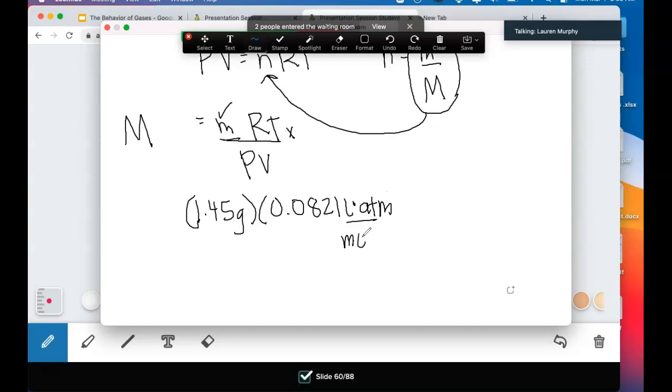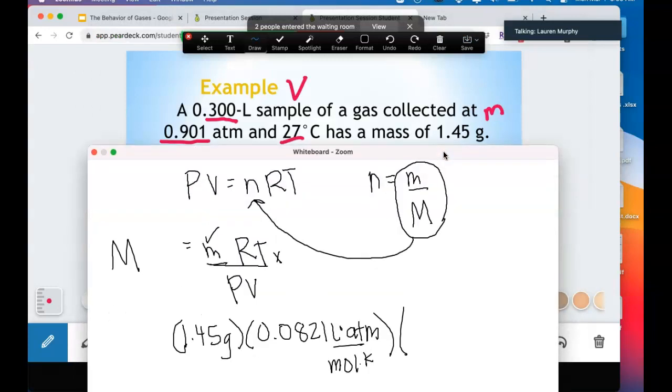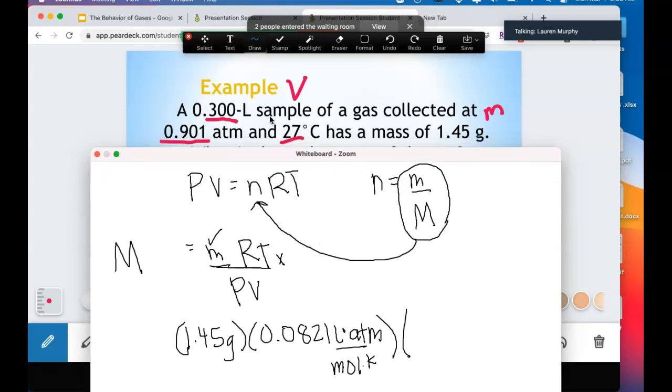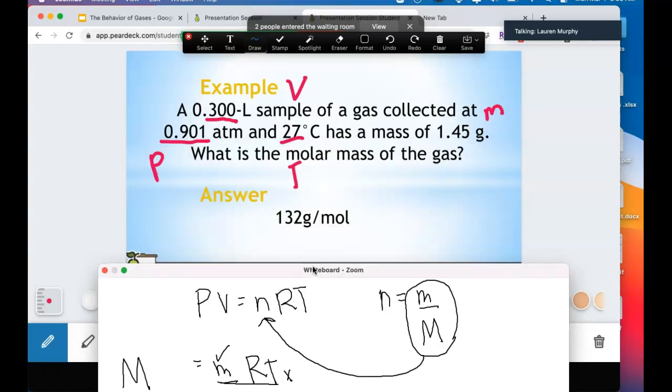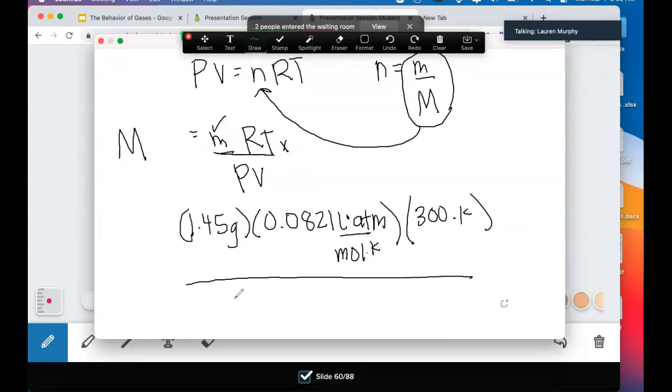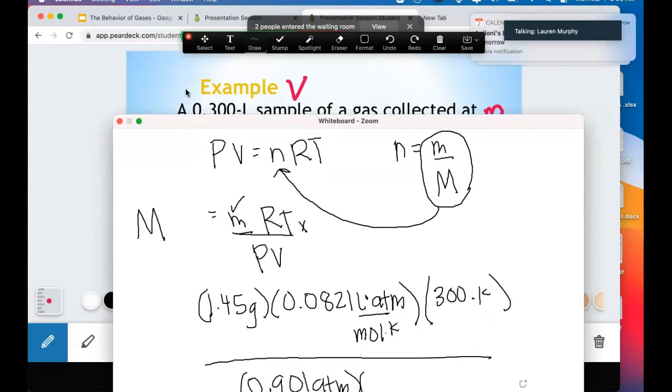This is the R constant that belongs to atmospheres, 0.0821. And temperature, T, needs to be in Kelvin. So how do you get Kelvin? You take the Celsius and you add 273. So what does that equal? 27... Is that 300 exactly? Divided by pressure, which is 0.901 atmospheres. And the volume was in liters, so that's good. I don't have to do any conversion. 0.3 liters.